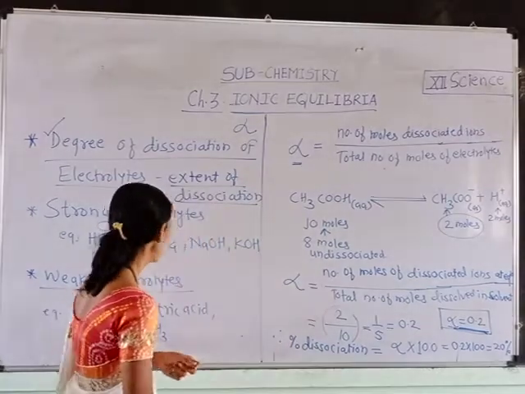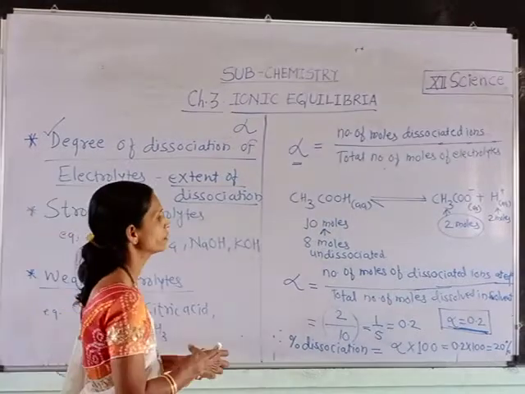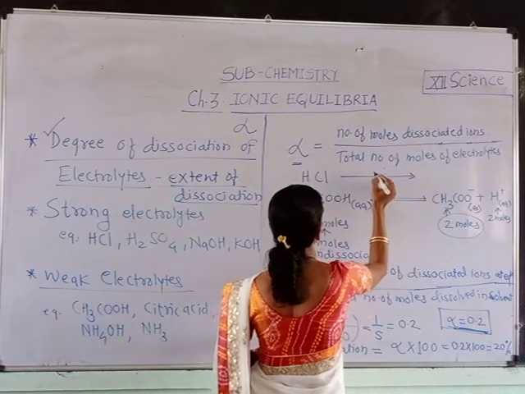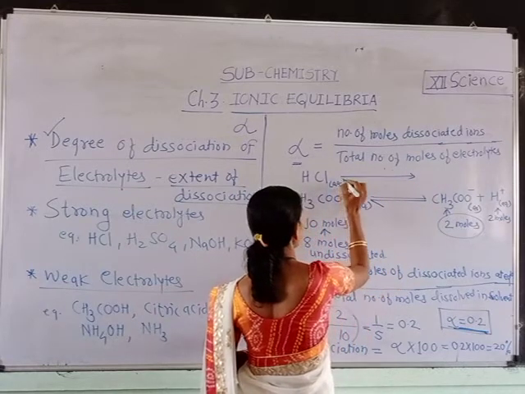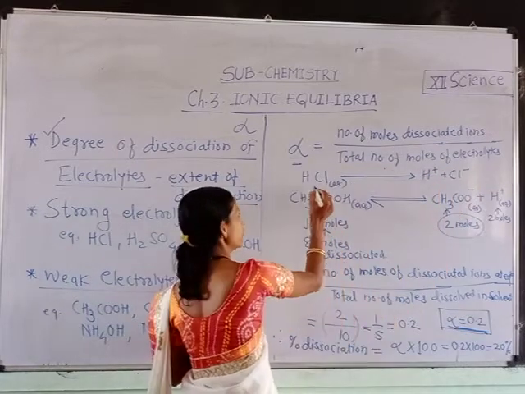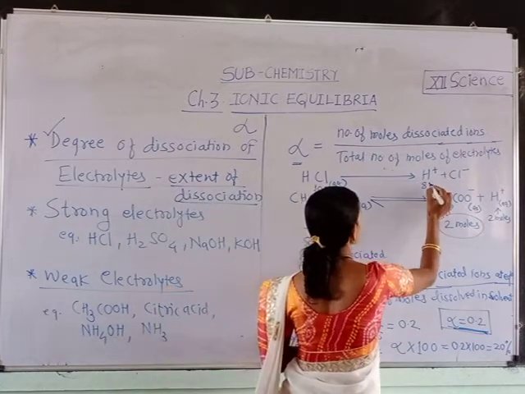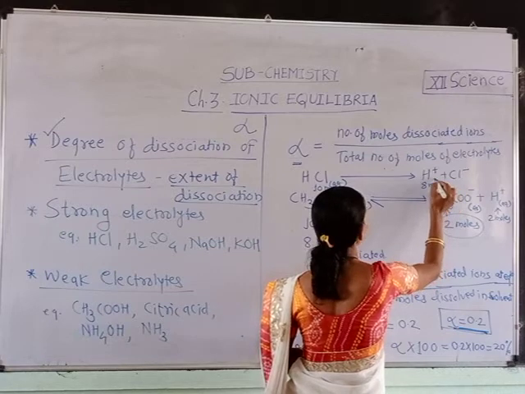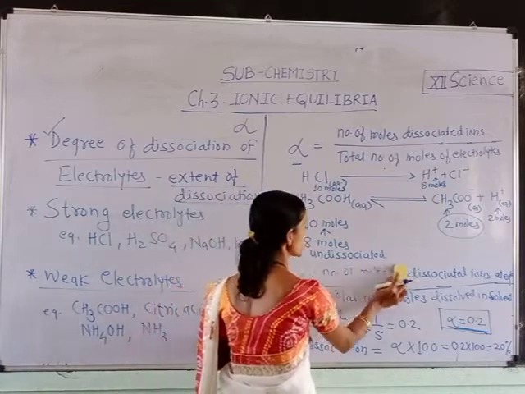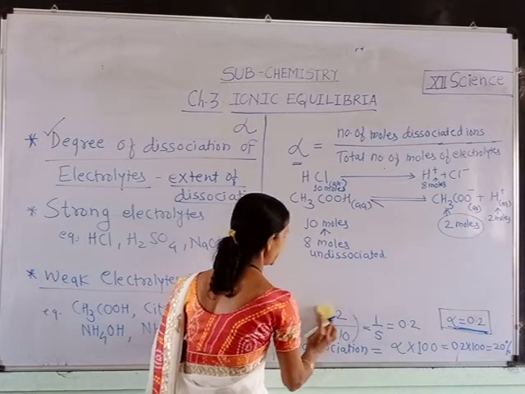When a strong electrolyte is used to calculate the degree of dissociation, take HCl. It dissociates almost completely and gives H plus and Cl minus. Suppose out of 10 moles of HCl, 8 moles get dissociated. Therefore, the degree of dissociation of the HCl electrolyte can be calculated.